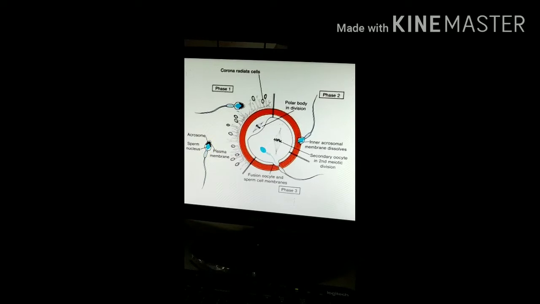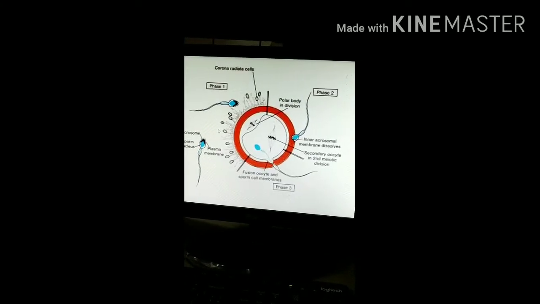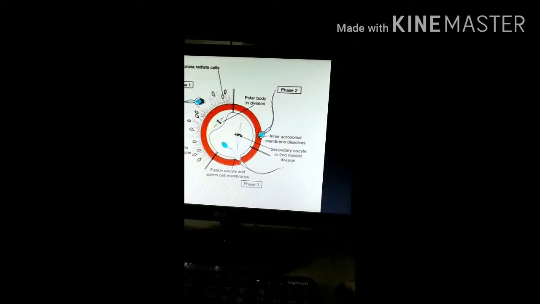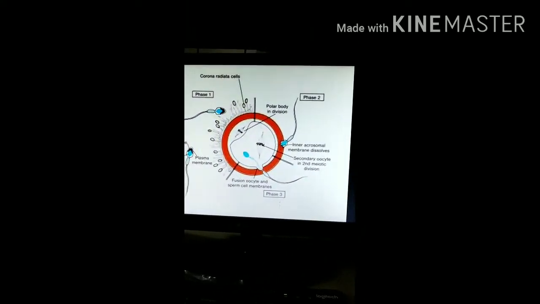This figure you should try to draw, and the labeling should be correct. This figure is important not only for the SAQ, but also in the OSPE. So every student should try to draw this figure correctly, with drawing and labeling correct. So how can we start this figure?